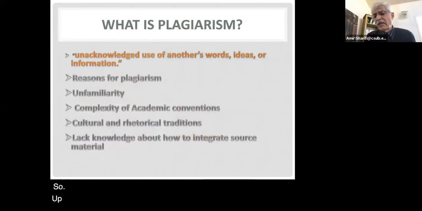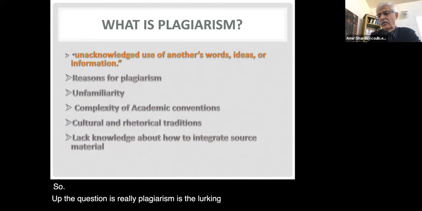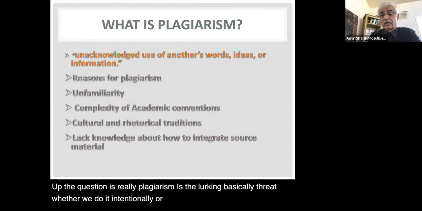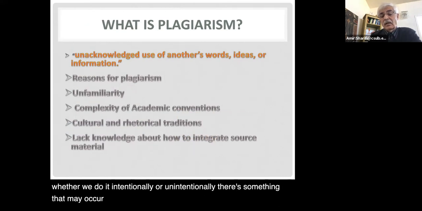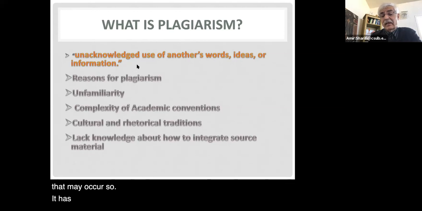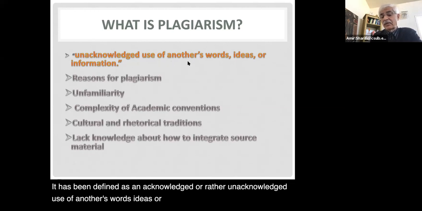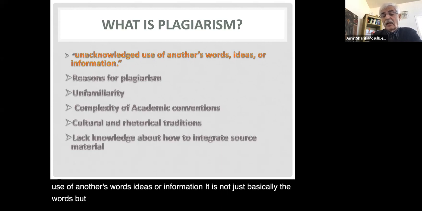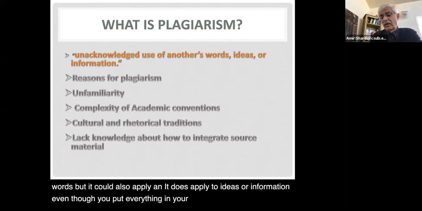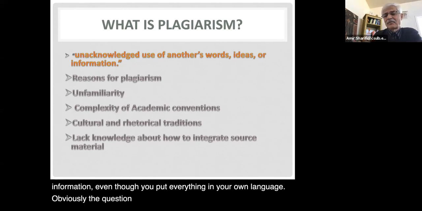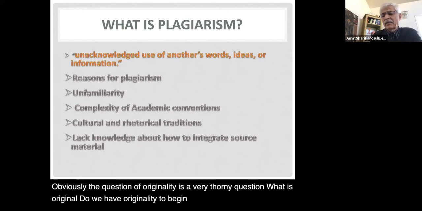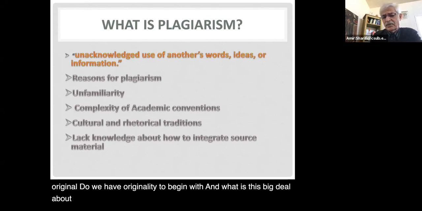The question is really plagiarism is the lurking threat, whether we do it intentionally or unintentionally, it is something that may occur. So it has been defined as an unacknowledged use of another's words, ideas, or information. It is not just the words, but it could also apply, and it does apply to ideas or information, even though you put everything in your own language. Obviously, the question of originality is a very thorny question. You know, what is original? Do we have originality to begin with? And what is this big deal about citing sources?